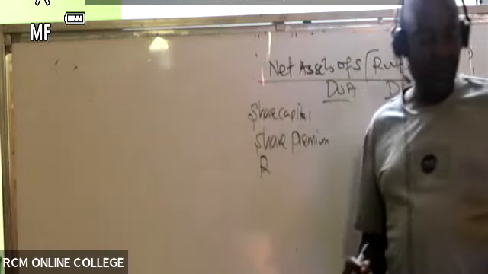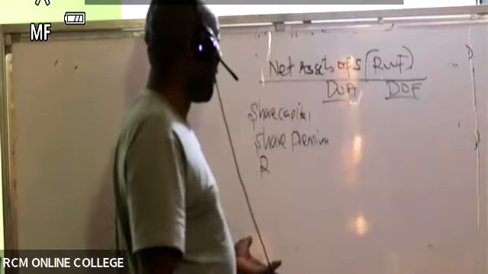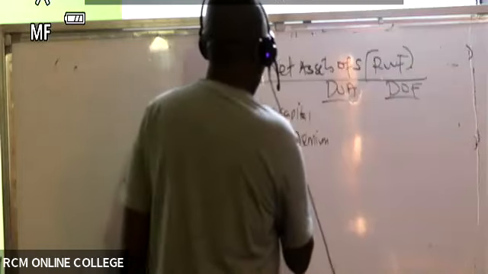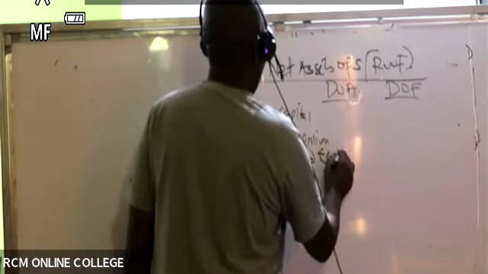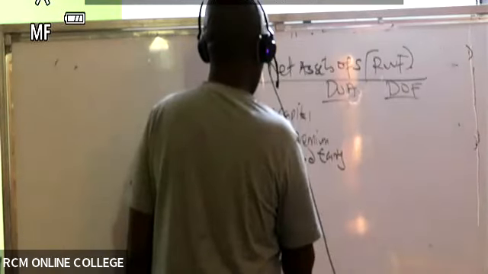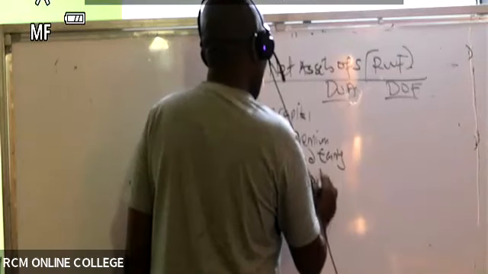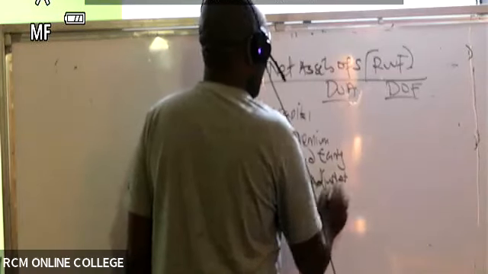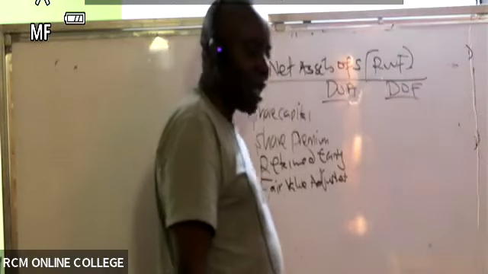1 hour, 7 minutes, you can see. So we have share premium. We have retained earnings. And then I have fair value adjustment. And here I always pray that they tell my students the fair value adjustment is on land. If it's on land, there's no depreciation.